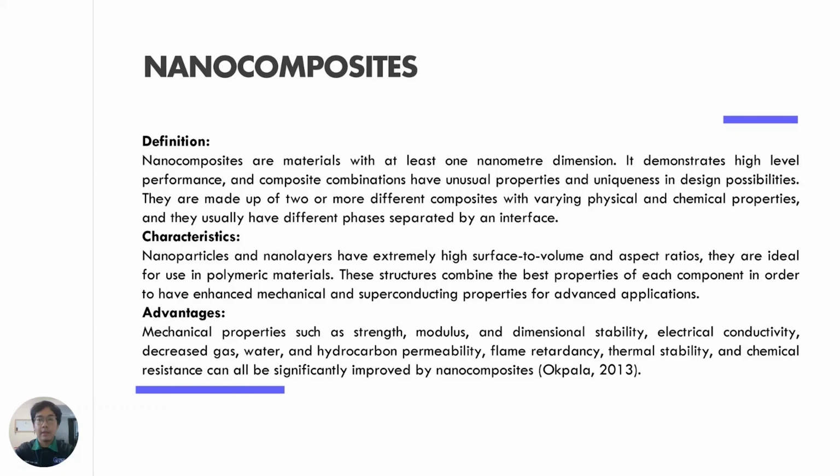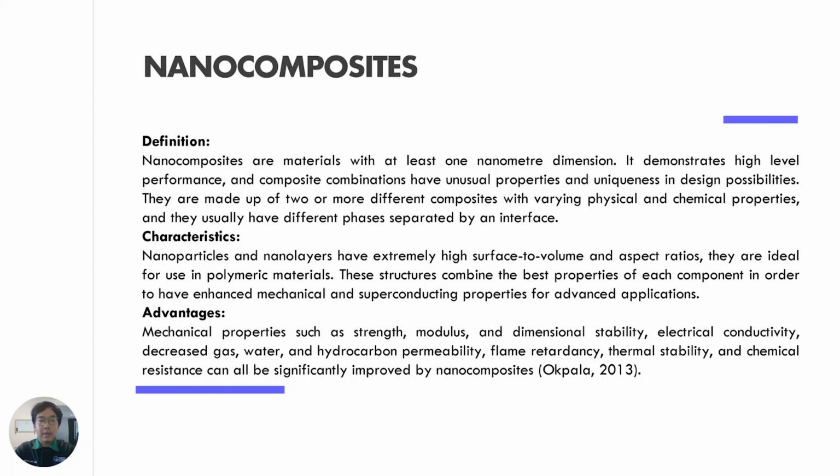Hi, I'm Ammar, and I want to present the definition of nanocomposite and its application. Nanocomposites are materials with at least one nanometer dimension. They demonstrate high-level performance, and composite combinations have unusual properties and uniqueness in design possibilities. They are made of two or more different composites with varying physical and chemical properties, and they usually have different phases separated by an interface.